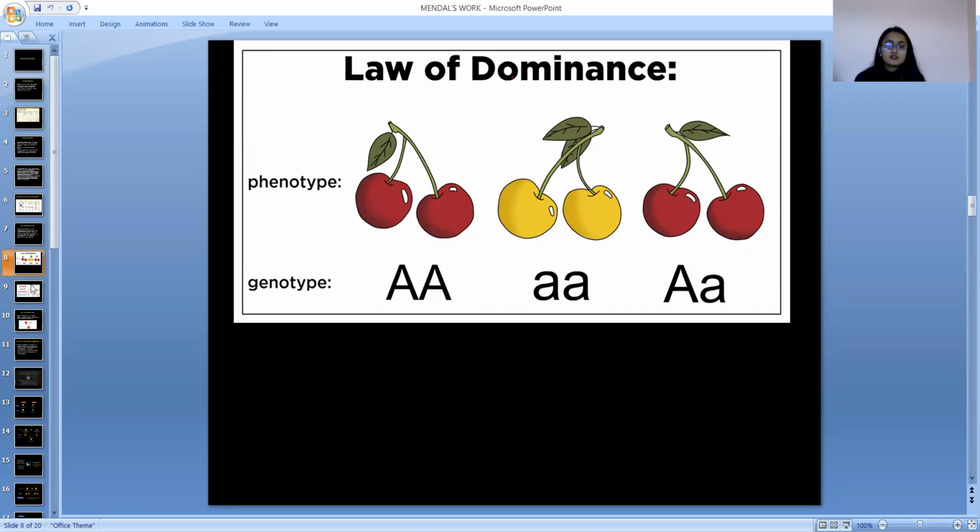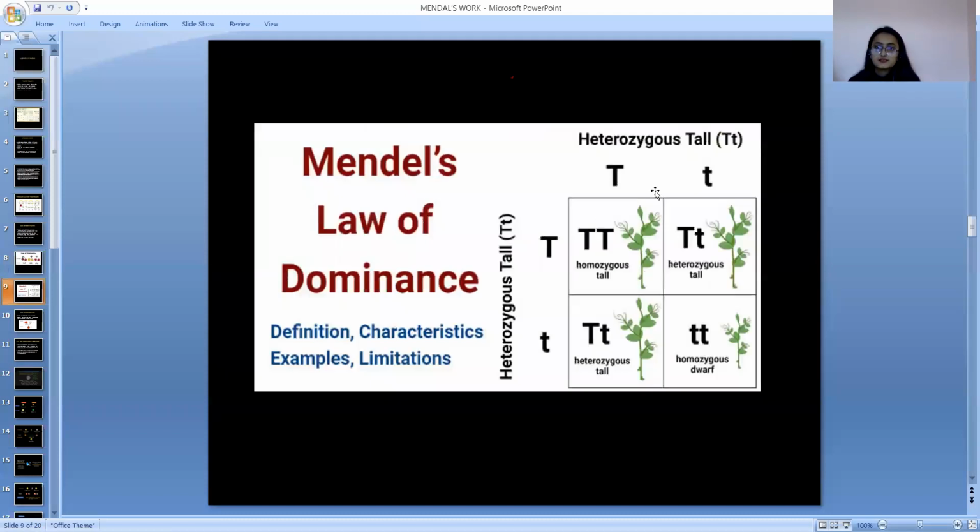This is another example with tall and short. You can see here, if I have a heterozygous form, only the homozygous recessive trait represents itself when present in a homozygous form, otherwise no.